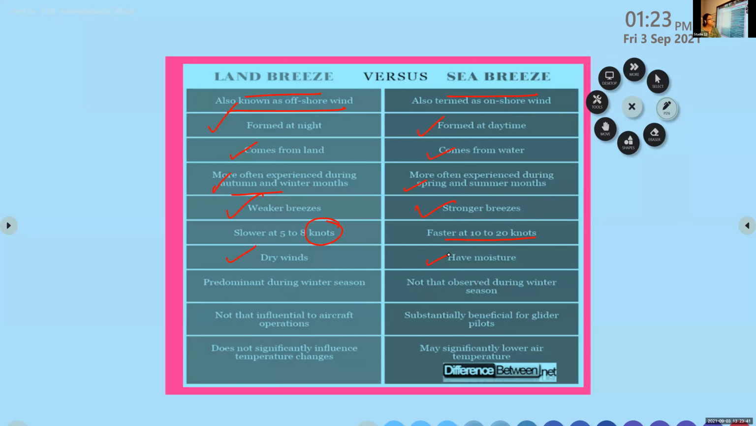Loo is an example of dry winds, like land breeze and all. Land breeze means you may not feel that much cold at that time. Okay. So yes, because it is formed at night. And majority of that time we are inside the house, correct? We don't go outside. So loo, like dry winds that are blown during summer and all.